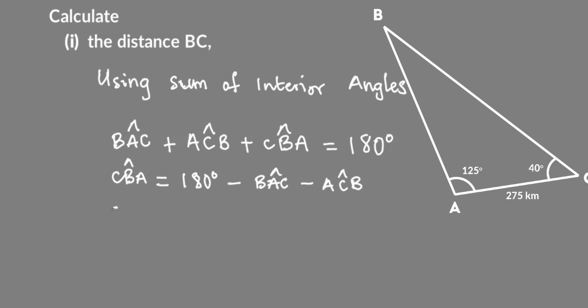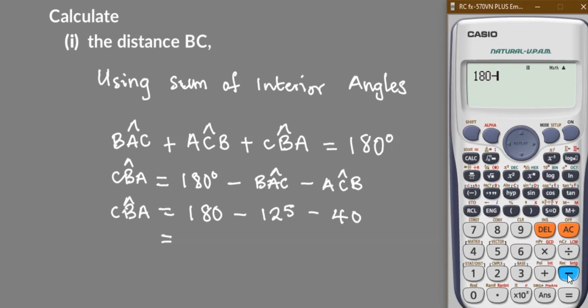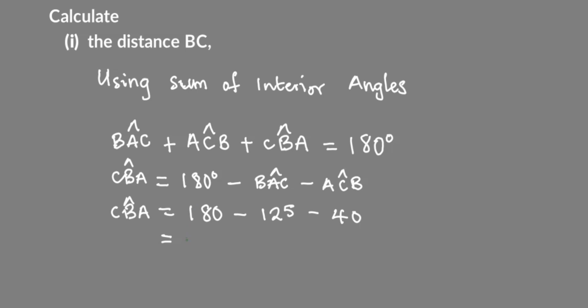Notice in our question we've been given these two angles. So the angle CBA, which we want, the angle at B, is going to be 180 minus BAC, which is 125, minus 40. If we find the value of this, then we have the angle CBA. So the angle at B is 15 degrees. This is not our final answer. However, it leads us to finding our final answer.